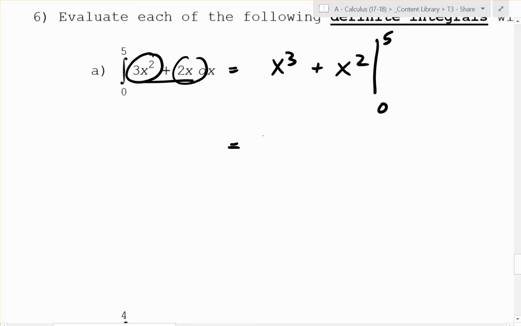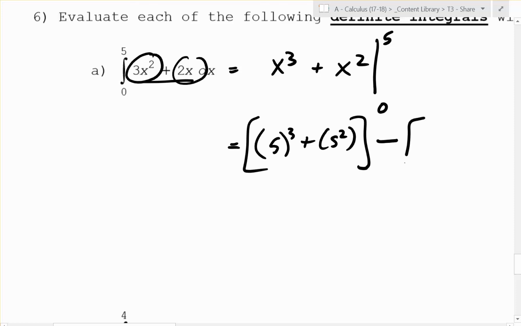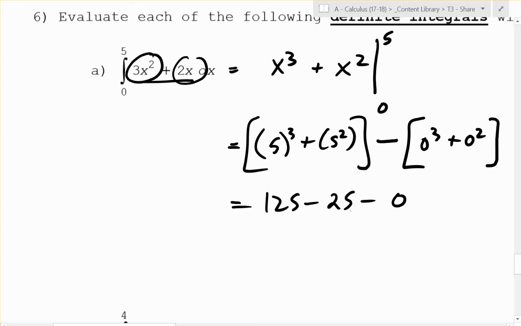So that means you're going to do 5 cubed plus 5 squared minus 0 cubed plus 0 squared. This is the f of b minus f of a. That's 125 minus 25 minus 0, so the answer is 100. Well, that's pretty cool. And you'll notice I made that a minus. It should be a plus. That should be a plus right there. So 125 plus 25 is 150.